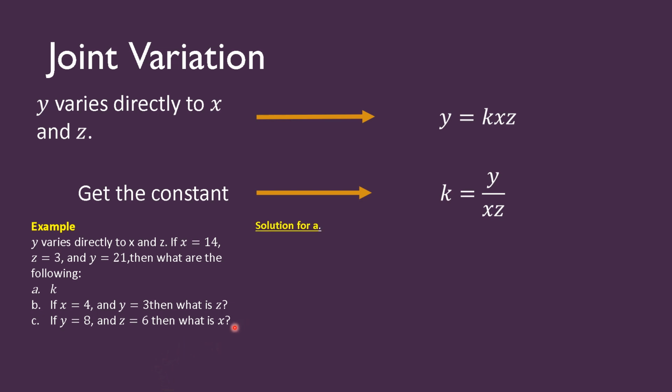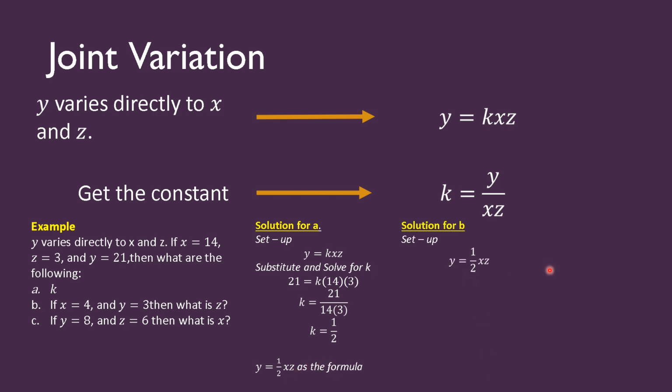So let's find the constant. Let's have the setup, which is y is equal to kxz. Substituting the values, 21 is equal to k times 14 times 3. So we have k is equal to 21 over 14 times 3. So we have k is equal to 1 half. So we can say that our formula will be y is equal to 1 half times x times z.